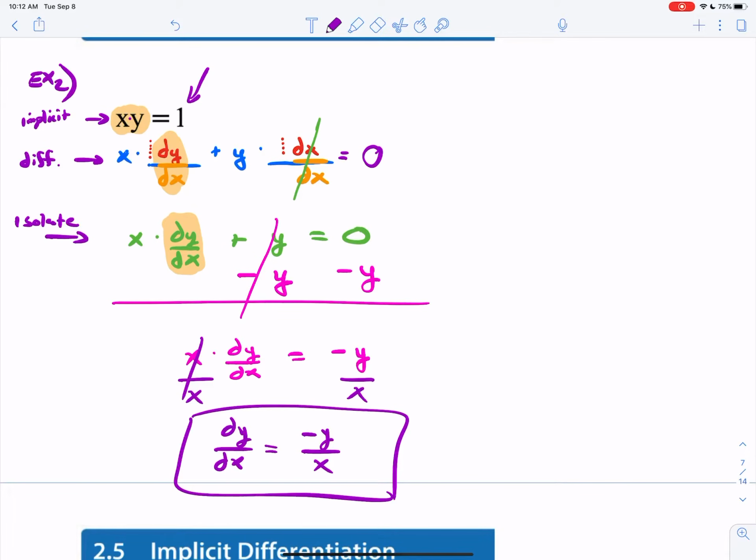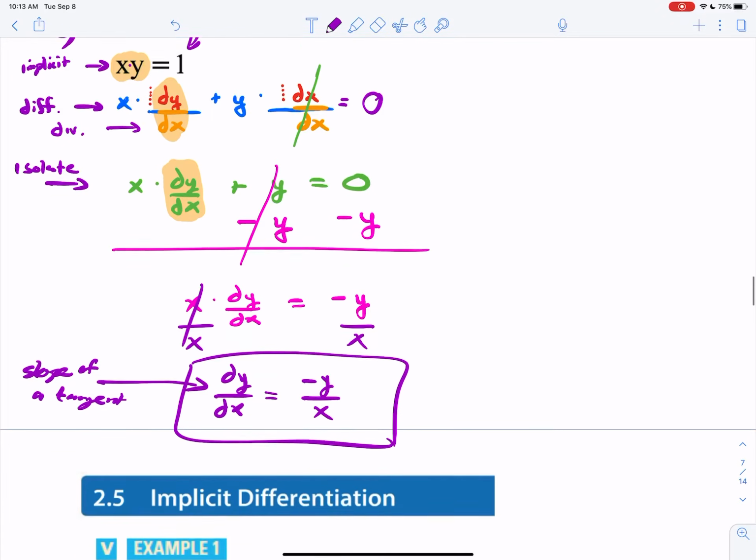So, for implicit, we take the differential. Then we divide by a differential. Then we isolate dy dx. It's 5% calculus, 95% algebra. So you guys are pretty much refreshing and strengthening what you know about your algebraic skills. Remember that dy dx is just the slope of a tangent, the instantaneous rate of change. So just keep that in mind.